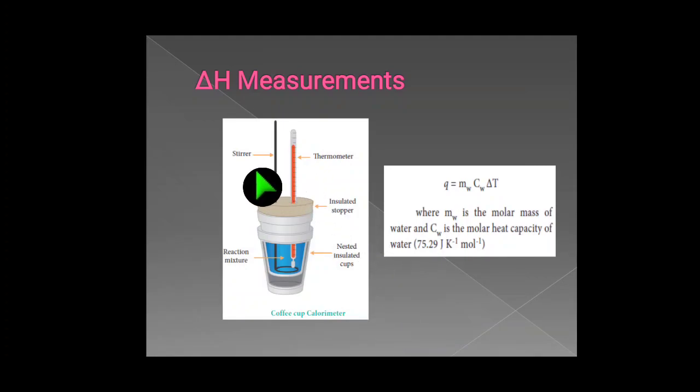Just to see the structure, a stirrer and a thermometer are kept in the two-hole cork. Now the reaction mixture we have to take inside the styrofoam cup. The outer surface is nested insulated cups, because you have to make an adiabatic wall.